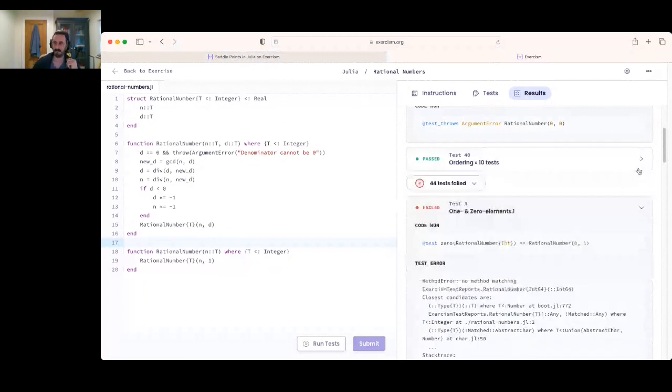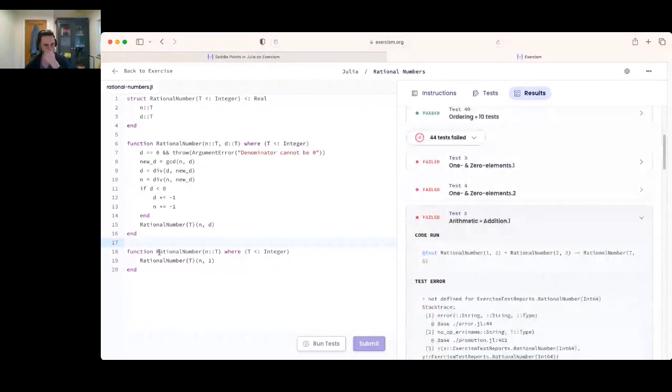So let's see what we need to implement. Okay, so we need to implement a function for 0, which sounds like a bit of a nightmare. I don't know if I want to do that. It's probably not too hard. So 0 and 1, 0 and 1, addition. Let's do addition. We'll come back to 0 and 1. Let's try and do some addition. So let's go back to instructions and figure out how we add rational numbers together.